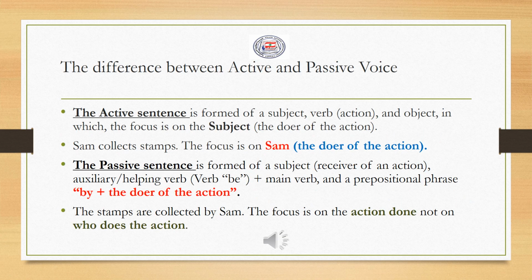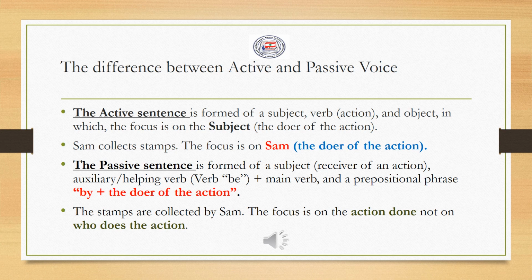In order to understand the active and the passive voice, you have to understand the difference between these two voices. The active sentence is formed of a subject, an action verb, and an object in which the focus is on the subject or the doer of the action. Let's have a look at the given example. Sam collects stamps. The focus is on Sam, the subject of the sentence, and the doer of the action.